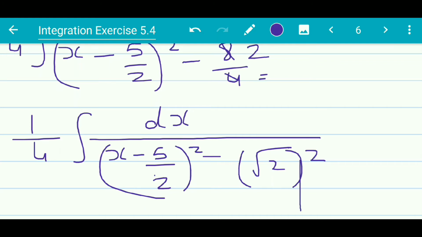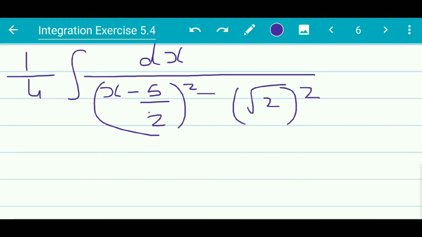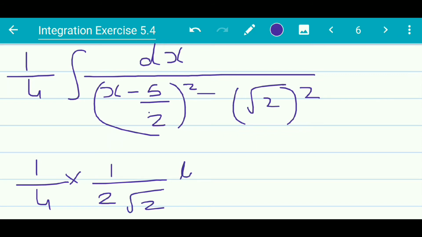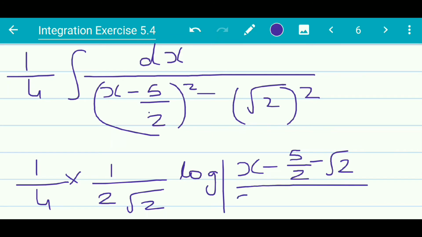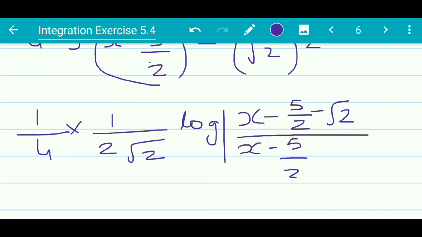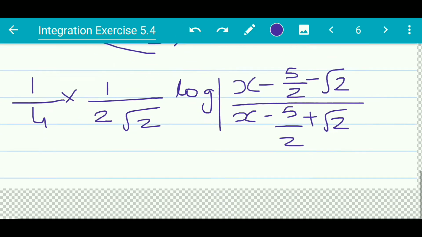So finally our answer becomes 1 upon 4 into 1 upon 2a, a is root 2, so 2 root 2, log mod of x minus a, which is x minus 5 by 2 minus root 2, upon x minus 5 by 2 plus root 2, and also plus c.